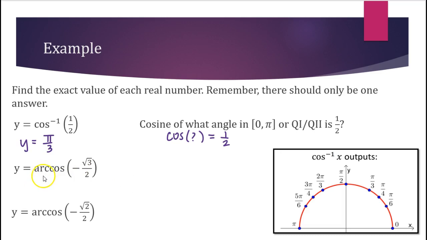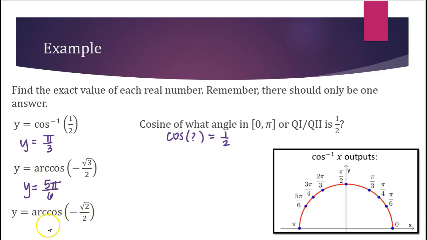In this next example, y equals arc cosine of negative square root of 3 over 2. So I'm thinking, what angle do I have to plug into cosine to get out negative radical 3 over 2? If I go back and look at, again, only quadrants 1 and 2, that forces me to be in quadrant 2 because that's where cosine is negative. And the value that we're looking for there is 5 pi over 6. So y in this case is equal to 5 pi over 6.